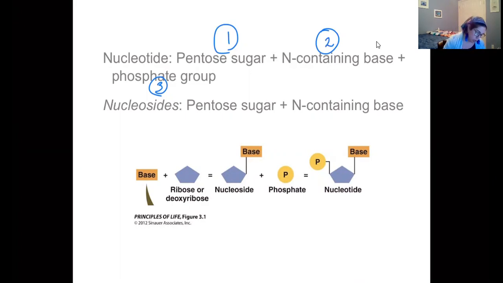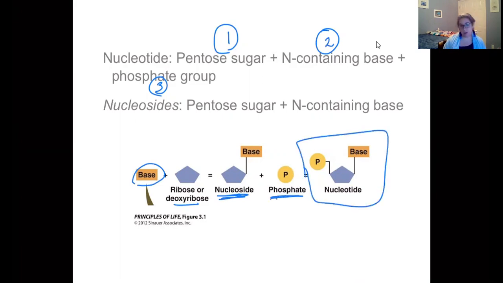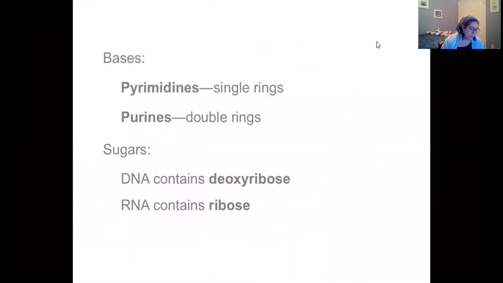And so down here, they're showing you how it gets built. You've got your base, plus the sugar is the nucleoside. Adding that phosphate group will give you a nucleotide, which is your monomer for nucleic acids. The bases for the nucleic acids are divided up into either pyrimidines or purines. So your pyrimidines are single rings, the purines are double rings, and the sugar can either be deoxyribose or ribose.